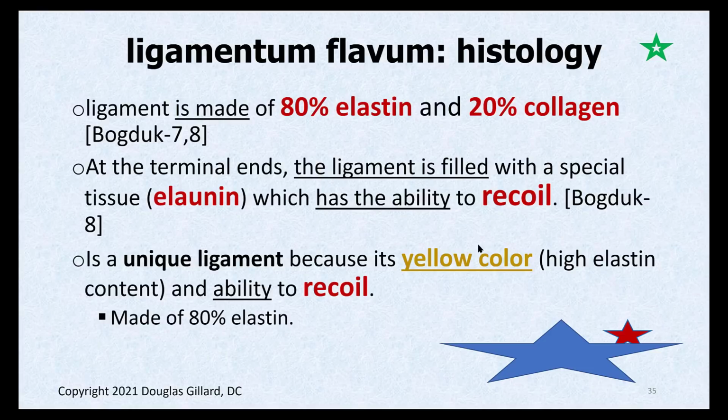What about the histology of this? Oh yeah, this is where I put it. Well, we said it's elastin mainly. It's 80% elastin, which is very strong, and about 20% type 1 collagen. But it's got this really strange elastic-like molecule called elaunin. And this one has the ability to recoil like crazy. So that's mixed in with this, and therefore it really has the ability to recoil. It's also unique because it's yellow, because of that high elastin content.